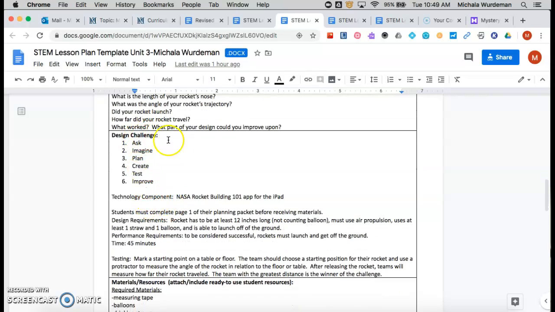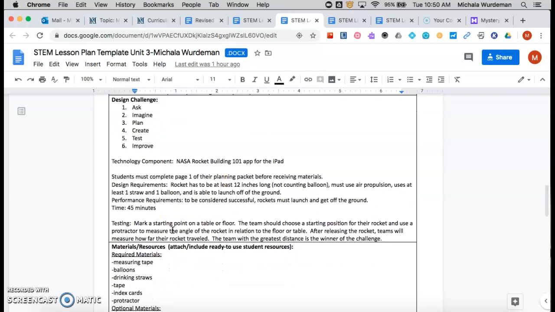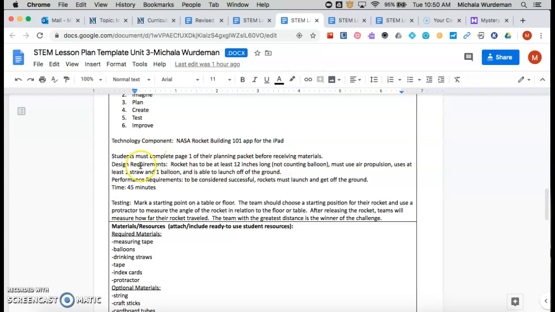Their design challenge, there was a nice technology component with NASA's website, Rocket Building 101. It was also an app on the iPad, I believe, as well. They need to design their rocket before they actually just start building it. There were some requirements they needed to do.